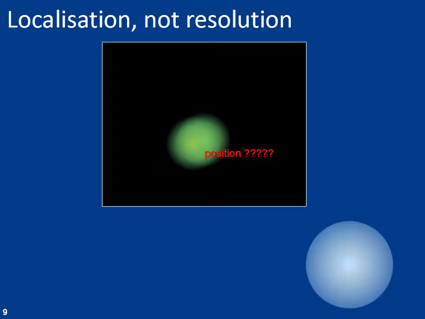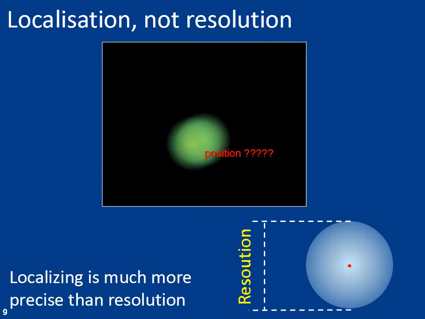So now, the first message is you can localize a lot more precisely than the width of this thing is. So it's like the cross on top of a mountain is much more accurate than the width of the mountain itself. So localization is much more precise than the resolution limit.